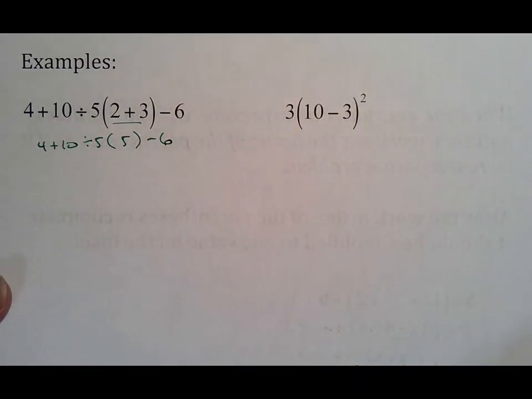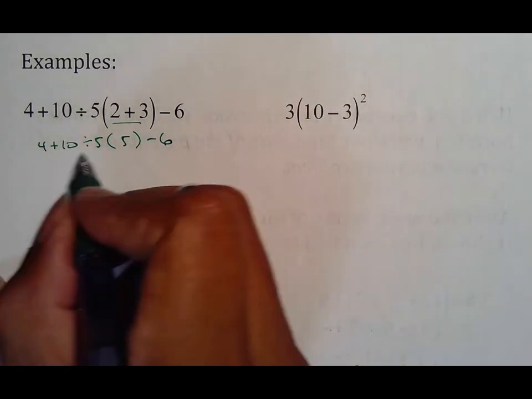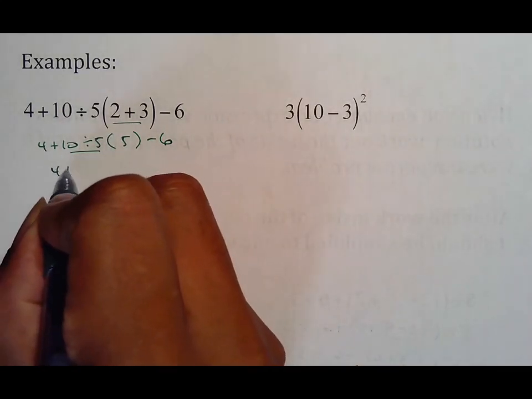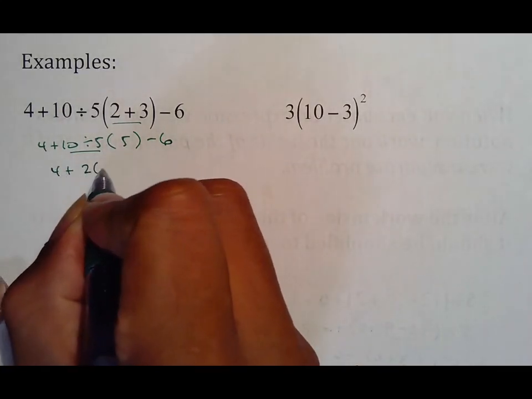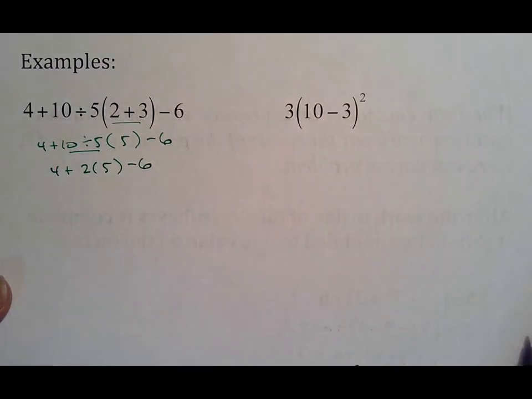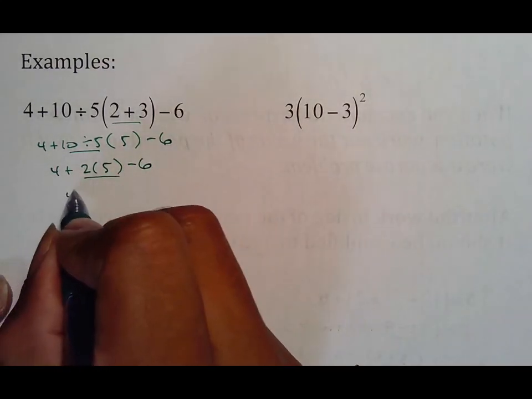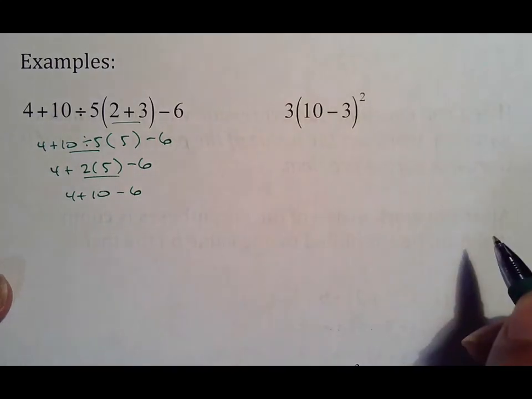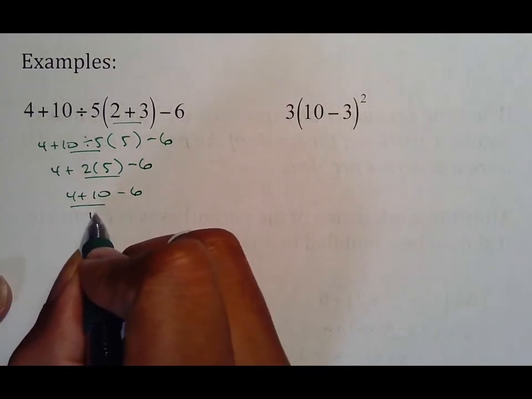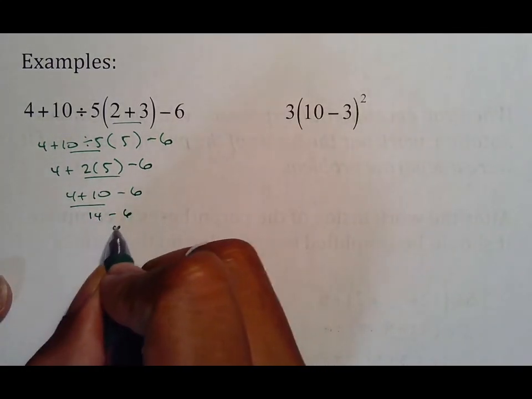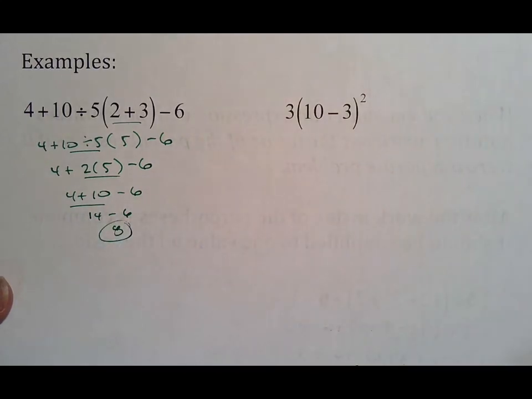Now that all those are gone, there are no exponents, which means I look for the first higher level operation like I did before. Once again, look for the first higher level operation. Now that all the higher level operations are done, finish the rest and get your final answer.